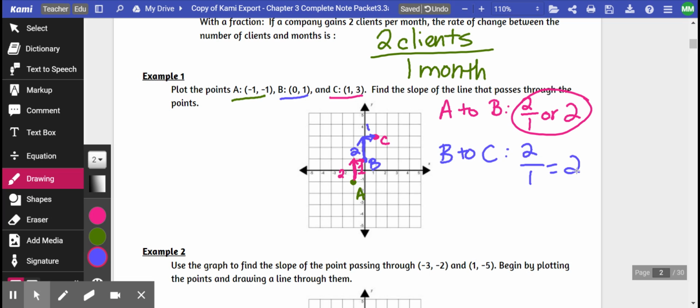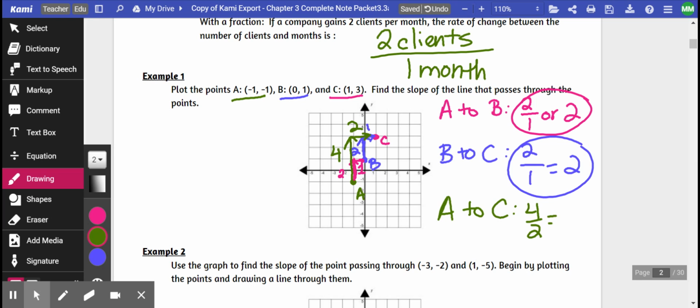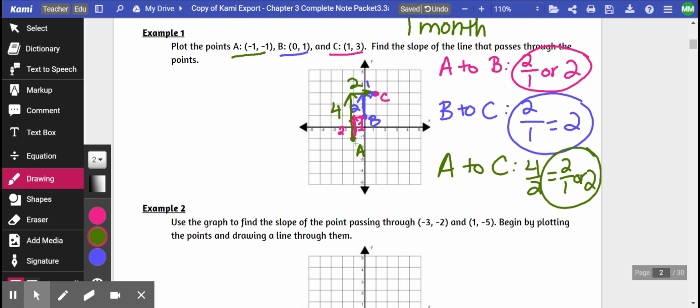So we would also have 2 for that slope. And then let's go all the way from A to C. We went from A to C, we would have a rise of 4 and a run of 2. And 4 over 2 is the same as 2 over 1, or just 2. So all of these, going from one to the next, have the same slope.